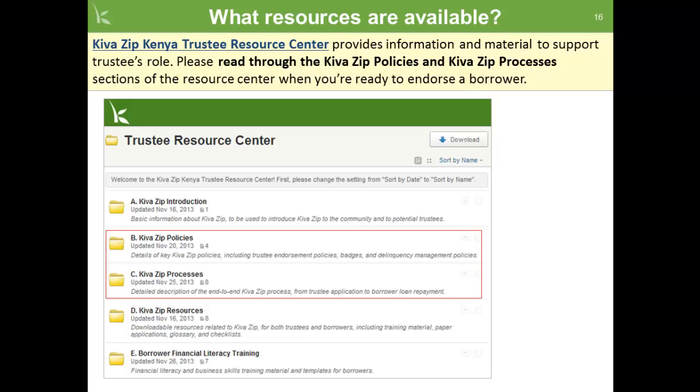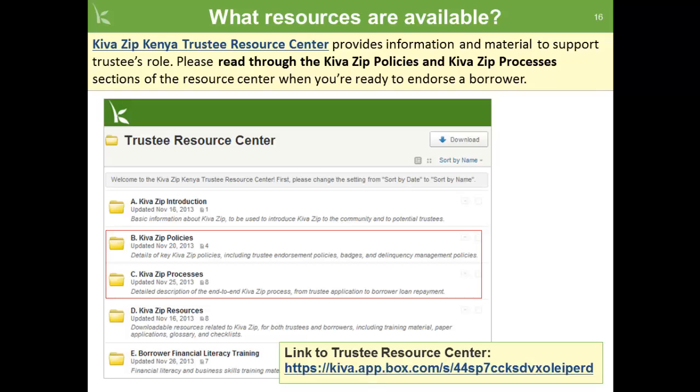This training only provides the basics of Kiva Zip. For more detailed information and material to support your role as a trustee, please access the Kiva Zip Kenya Trustee Resource Center. Please read through the Kiva Zip policies and Kiva Zip processes sections of the Resource Center when you're ready to endorse a borrower. Here is the link to the Trustee Resource Center. Please save the link for easy access in the future.